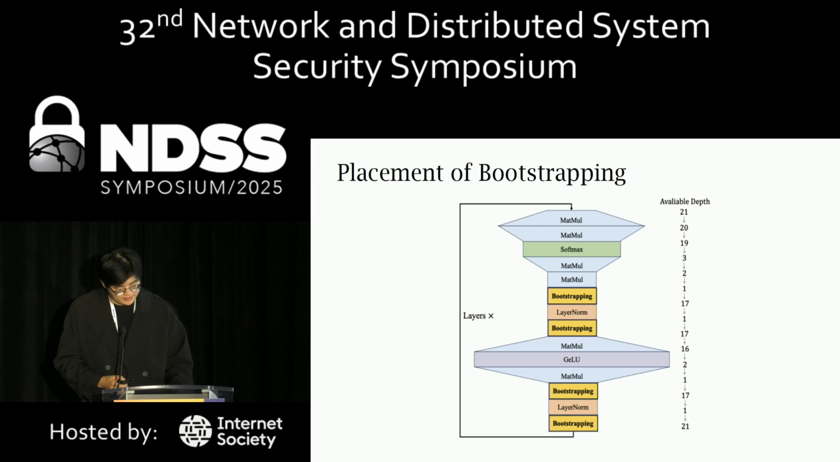This picture shows the placement of bootstrapping for a BERT-based transformer employing NEXUS. The width of the building blocks represents the dimension of the input and output. Matrix multiplications will bring about a change in dimensions. We try to perform bootstrapping when the dimension is the smallest, that is, when the number of packed ciphertexts is at the least.